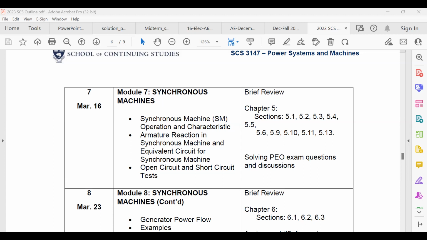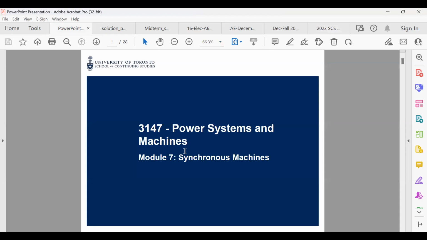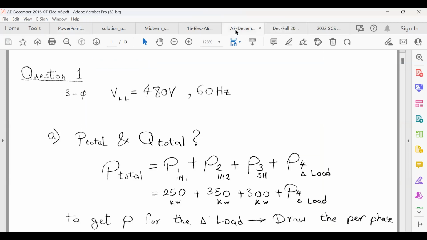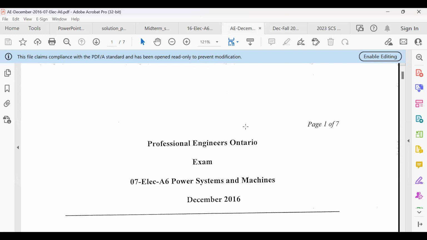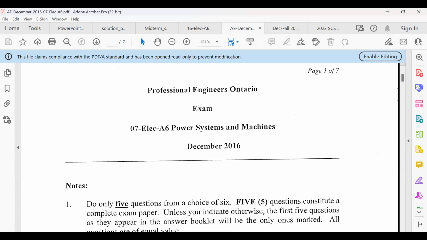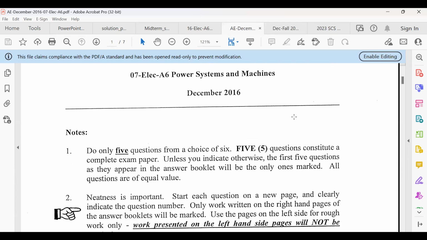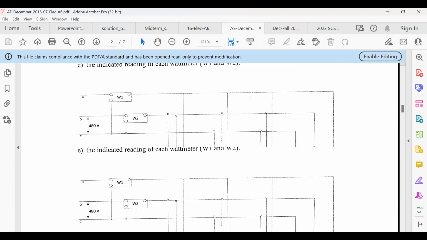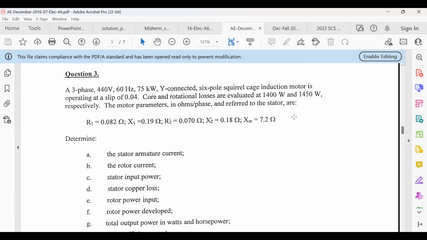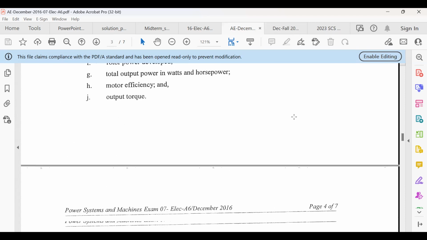Okay. Before we start the synchronous machines, as we finish each module, we solve one of the past exam problems. So today, let's solve one of the DC machines. I picked one, but you can go through all the exams. You have all the past exams on our website. So feel free to start solving any problem for the DC or any other modules that we finished.